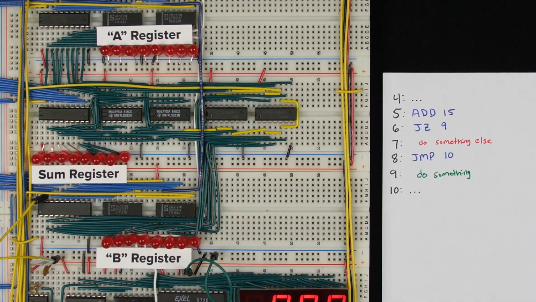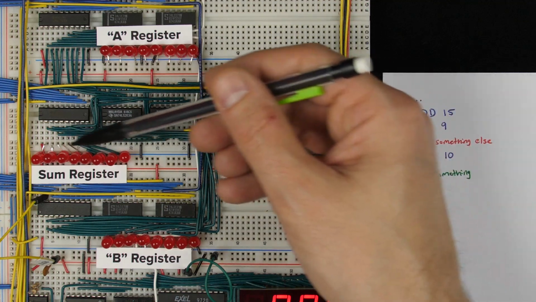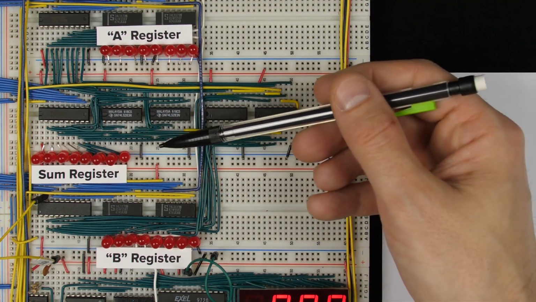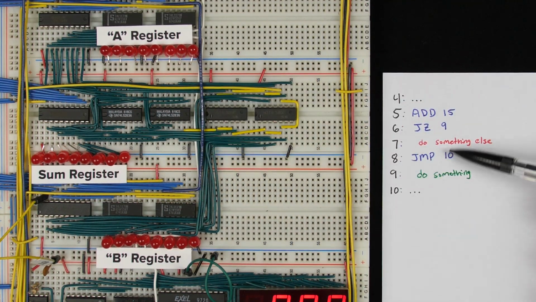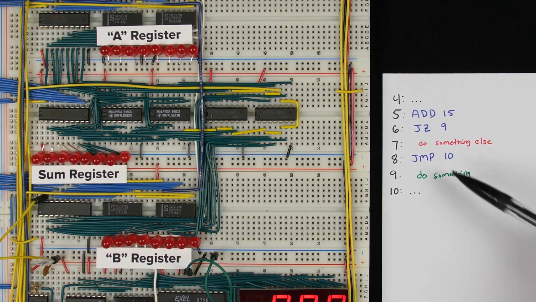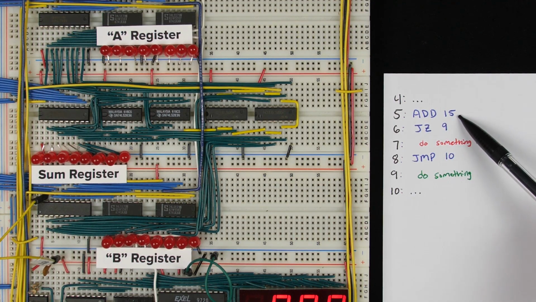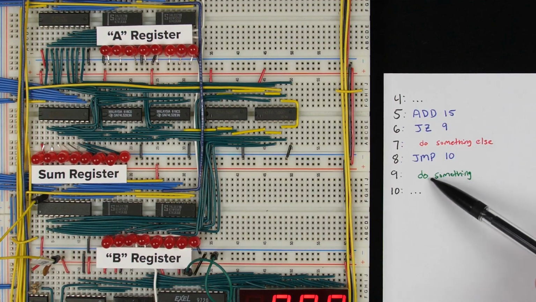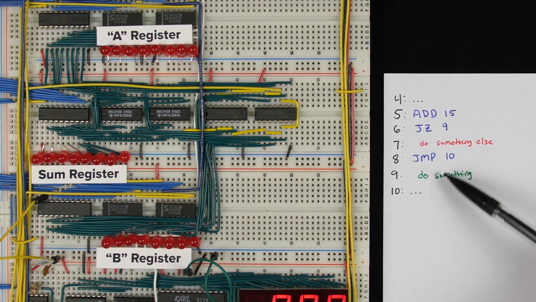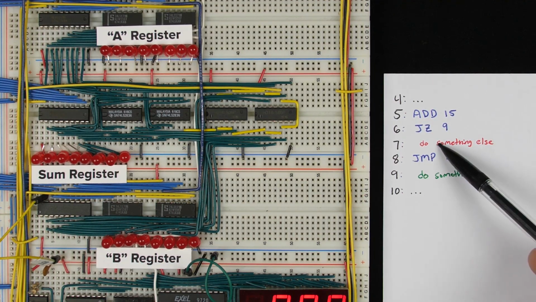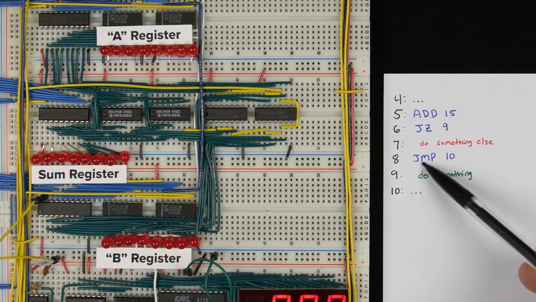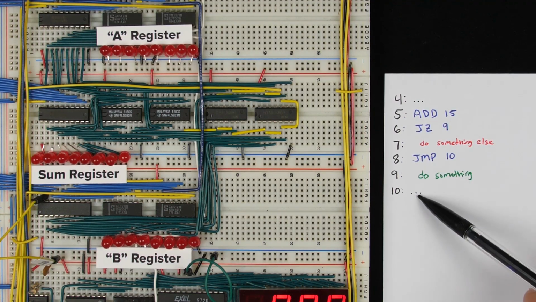So jump on 0 is straightforward enough. It just means that if the result of a computation is 0, like it is here, then jump to a particular address. Otherwise, just keep executing the program. So if the result of this addition here works out to be 0, then jump to address 9 and do something down here. Otherwise, just continue to address 7 and do something else. And then we may end up skipping address 9 with the jump instruction later on.